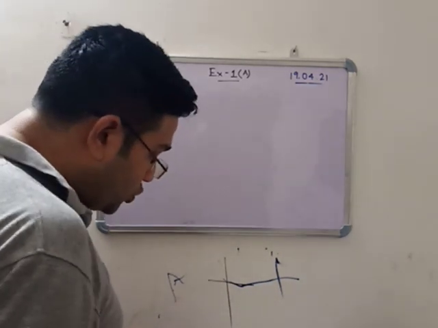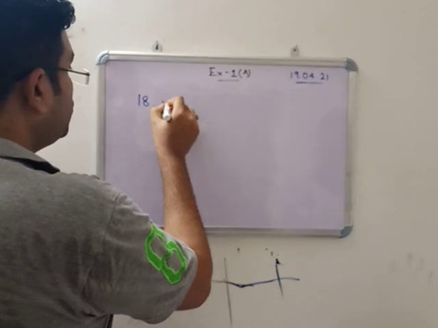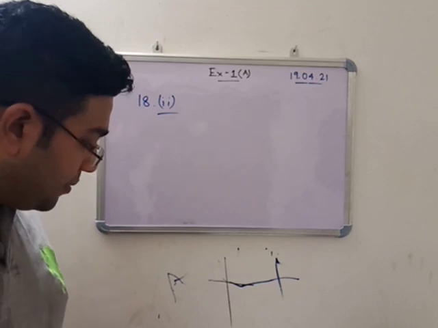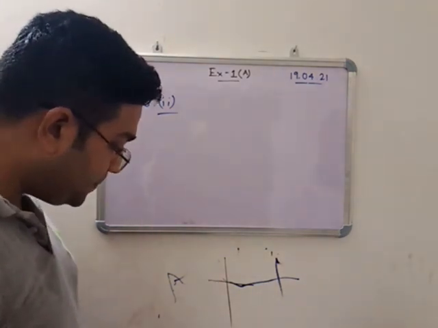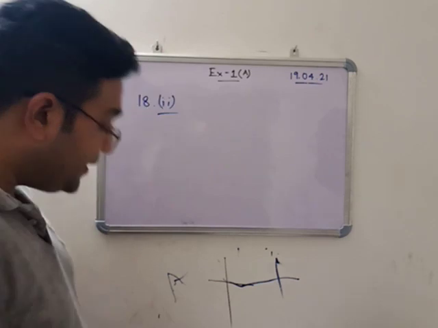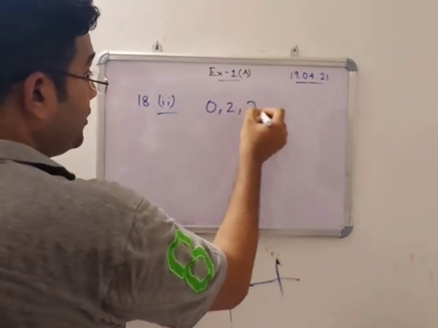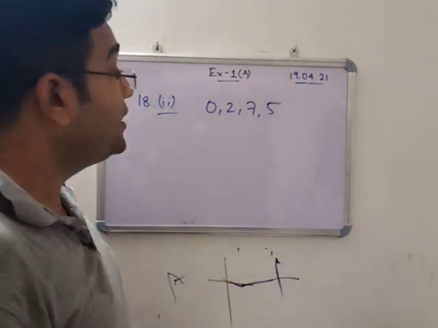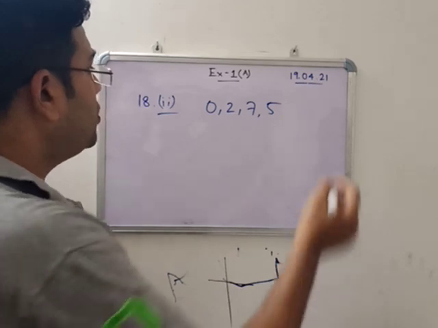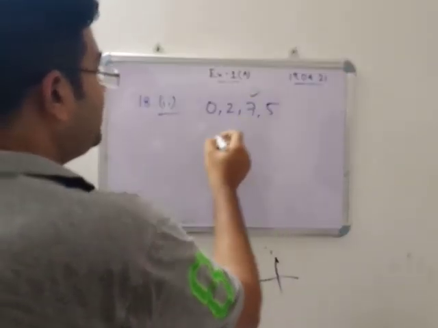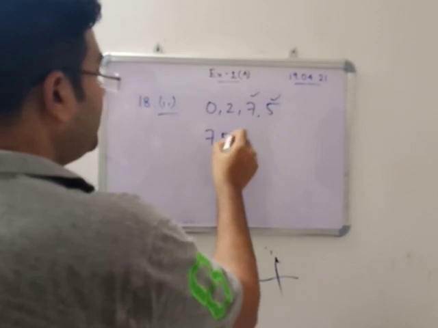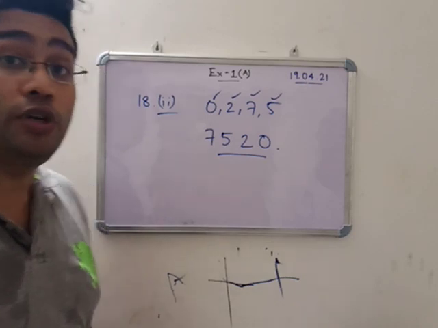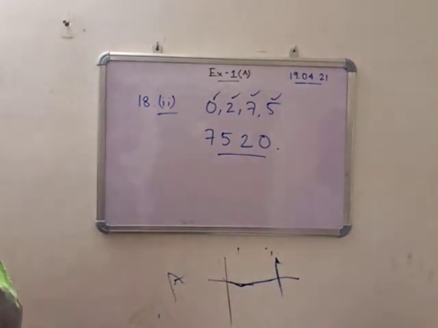Now in number 18.2. So in number 18.2, see that, write the greatest 4-digit number that can be formed by the digits 0, 2, 7, 5. So you have to write the greatest 4-digit number. This is very easy. So you have to firstly choose the greatest number here. So 7, next 5, next 2 and next 0. So this is 7520, the greatest 4-digit number here.